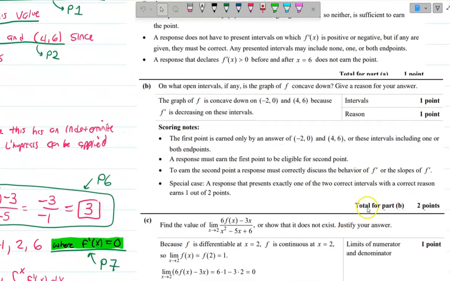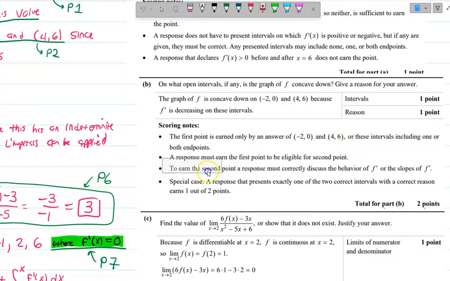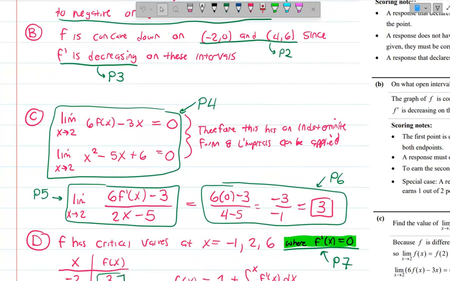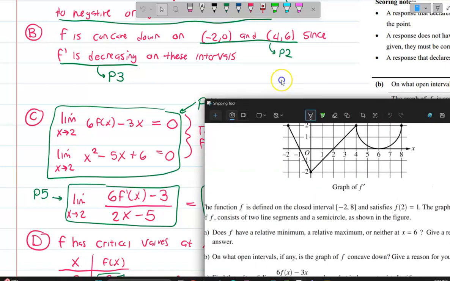And just to give you the scoring rubric here so that you note, to earn the second point, a response must correctly discuss the behavior of f prime or the slopes of f prime. So that's going to be very specific on that second point. Okay, let's go ahead to part C.